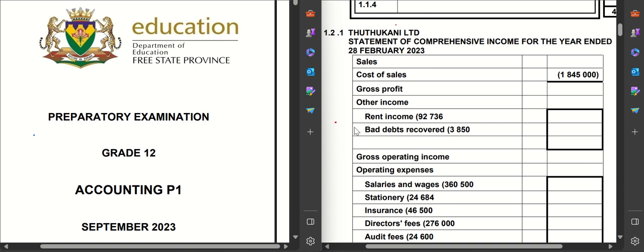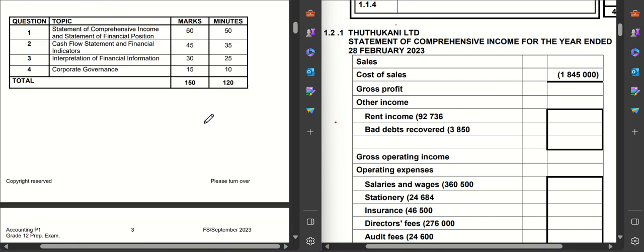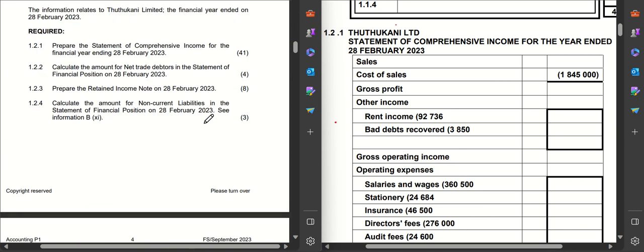Today we're going to be looking at the Free State Prelim paper for the year 2023. Yesterday we did the Eastern Cape Prelim paper for the year 2023. And as you can see, in the Free State Prelim paper, they were tested on their question 1 on the statement of comprehensive income, which is different from what we saw in the Eastern Cape paper, where they had a full statement of financial position together with the calculation of correct net profit.